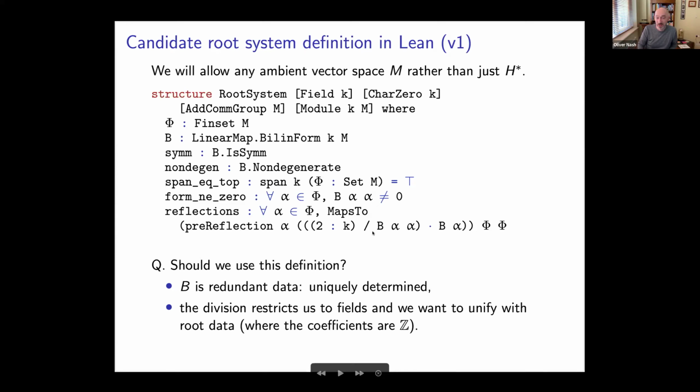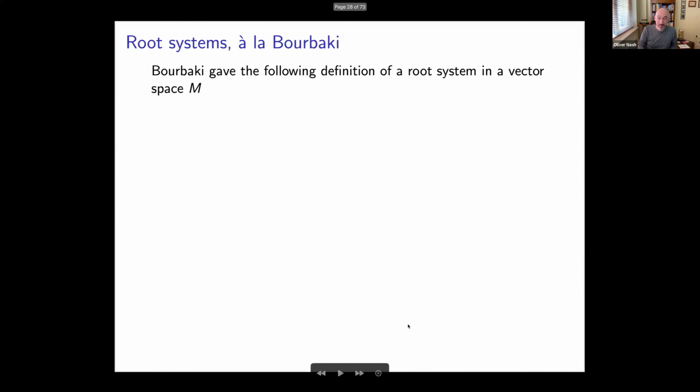And as it stands, it doesn't, because in here, this is an expression that occurs in the axioms. There's a division, and that division is fine because my coefficients are a field here. But if I want this definition to work or be made to work for root data, where my coefficients are the integers, I'm going to have a problem. So the answer, should I use this definition, is probably not.